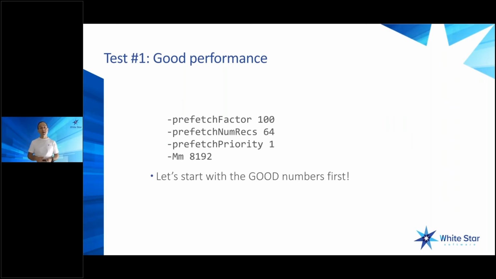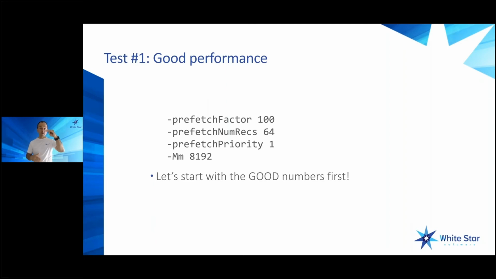So number one, usually we start with the horrible stuff and then we show you better and better. No, I'm going to show you the good stuff first, and then we'll get worse and worse. So we'll start with prefetch factor 100%. So we're saying, try to fill those message buffers as much as you can, and each message is 8192 bytes, the OpenEdge message size. Set prefetch numrex to 64. So again, the maximum records we'll put in a message is 64 records, and the maximum fill factor is 100%.